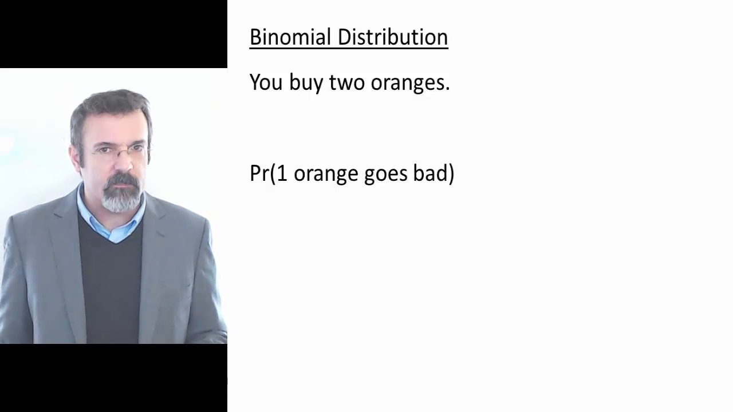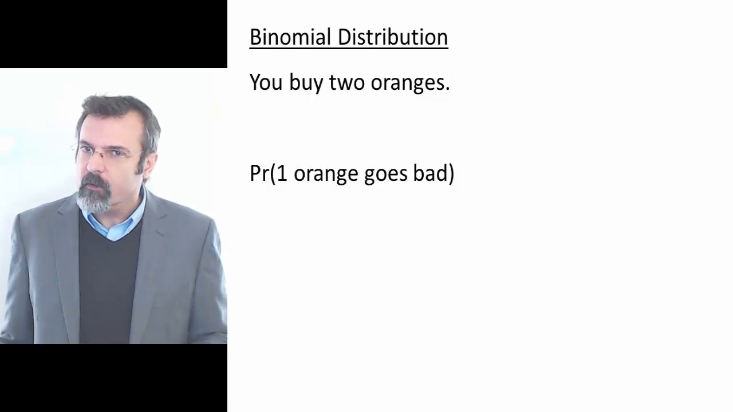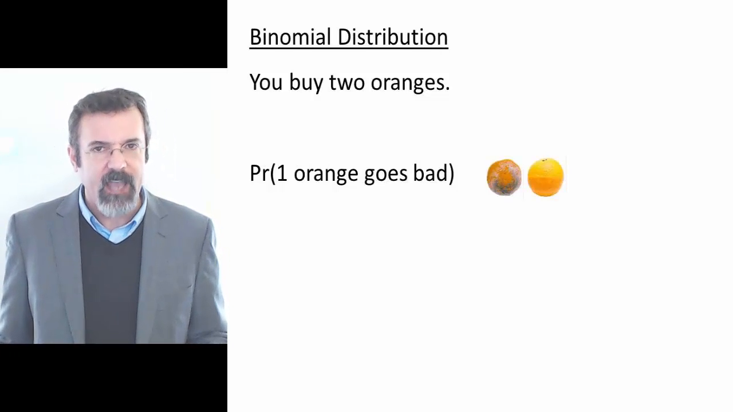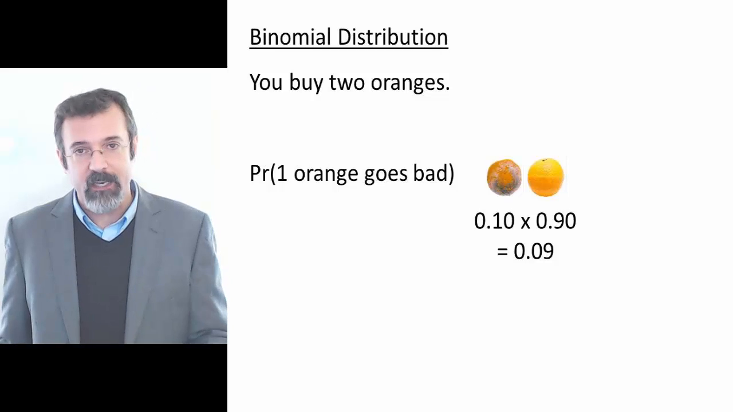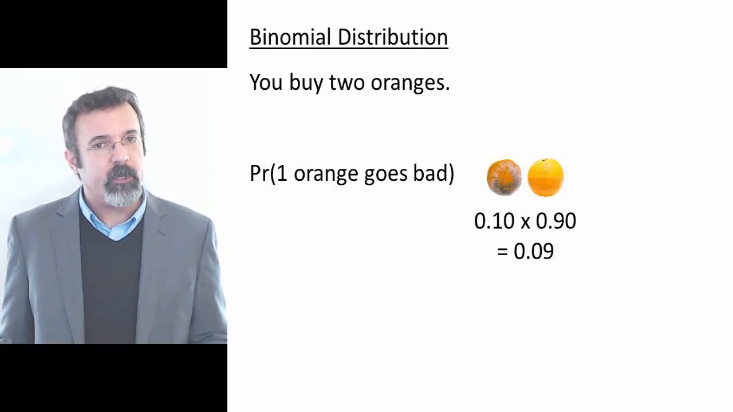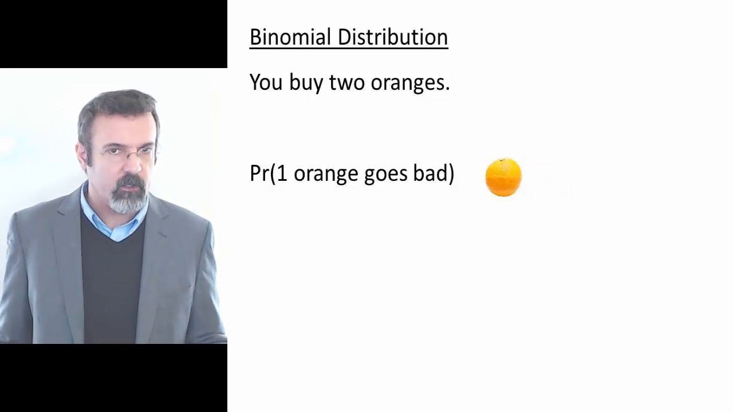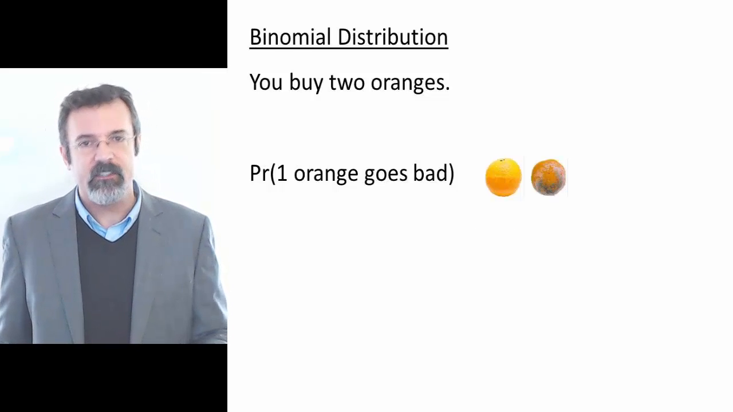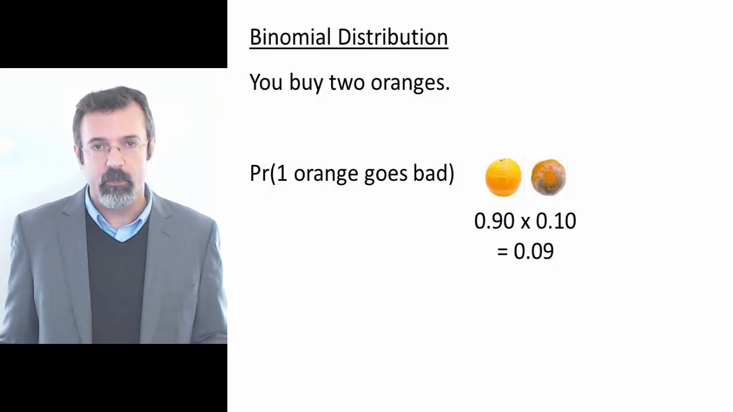Well, notice this becomes a little more complicated because the first orange could go bad, but not the second one. And the probability of that happening is 10% times 90%, or 9%. But also, the first orange could not go bad, but the second one does go bad. The probability of that happening is 90% times 10%, or 9%.